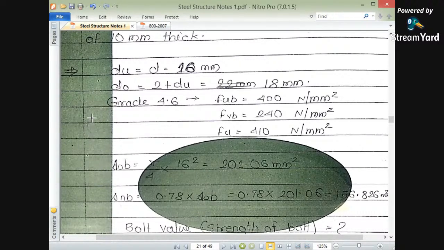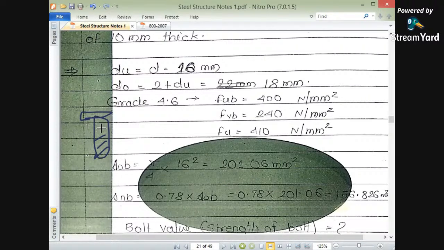Again, first we have to find out the area of the shank portion. If we are drawing this bolt, these are the threads in the bolt. This is the shank area, and this is the threaded area. In this small figure of a bolt, this is the top head of the bolt, here is the shank area, and this is the threaded area. So here we have to first find out the shank area and the threaded area.